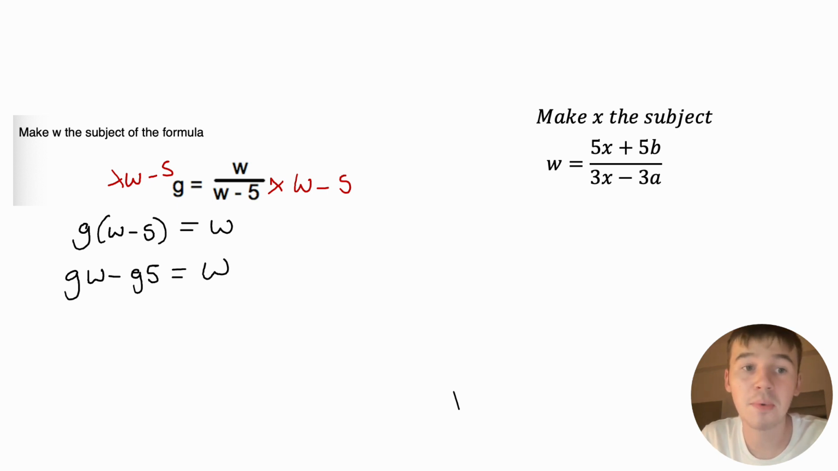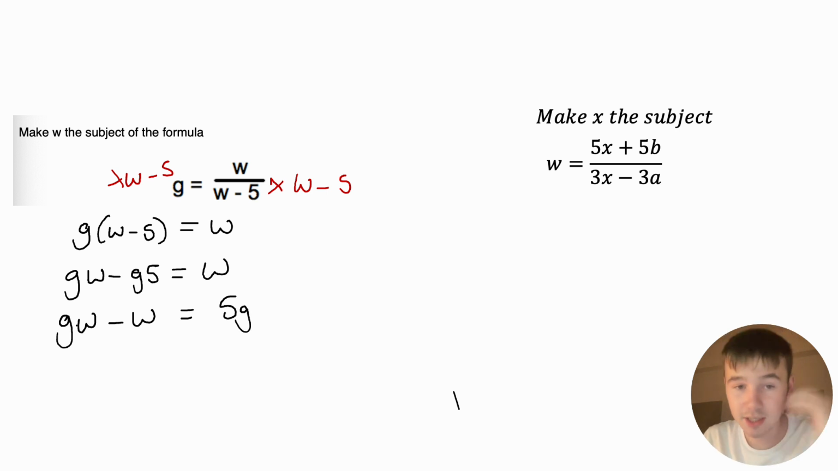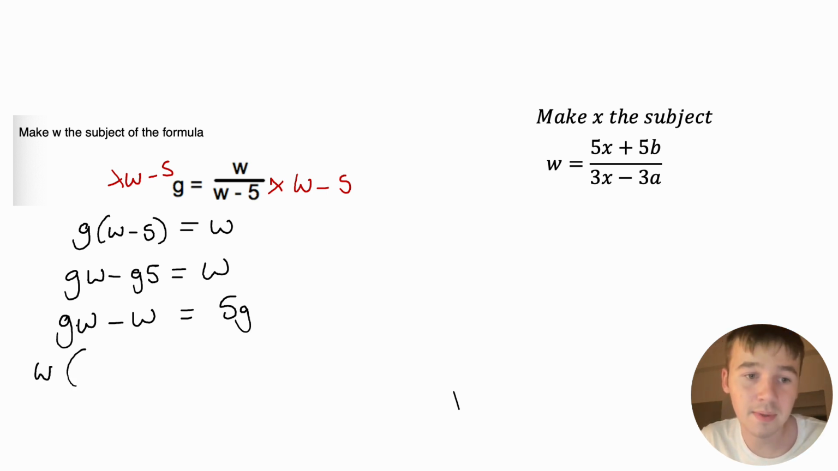Now we want to make w the subject, so let's get all of the w's onto one side. So we've got gw minus w equals 5g. So we're going to move this 5g over to this side, so add 5g to both sides. Now, we need to find w as a common factor here, so we're going to have to factorise out w. So w(g minus 1) equals 5g.